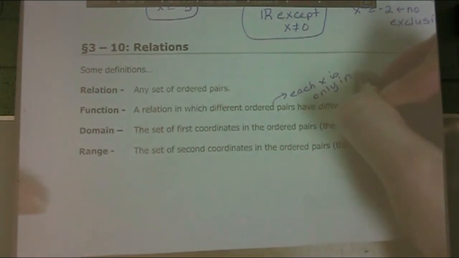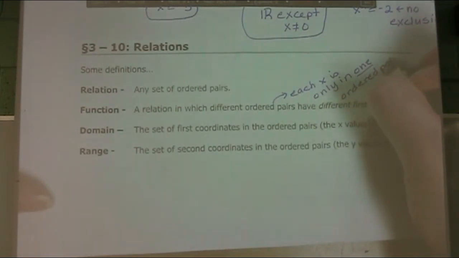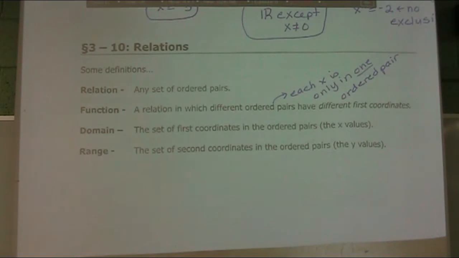Each x is only in one ordered pair. So if you have two ordered pairs that have the same x, so if you have the point 1, 2 and the point 1, 3, not a function. You can't have two different y's with the same x. It's not a function if that occurs.